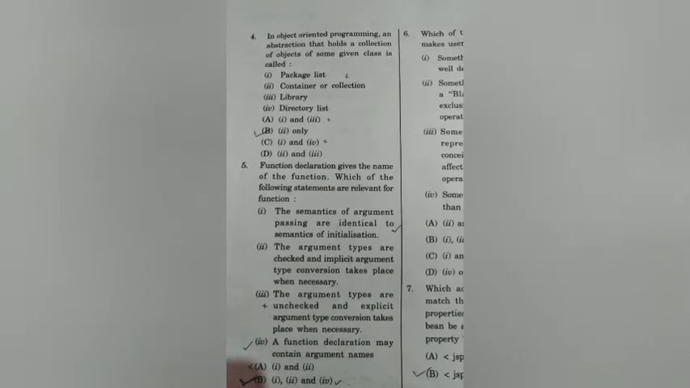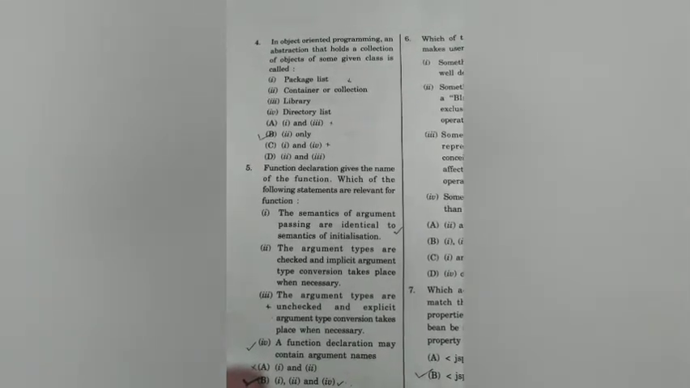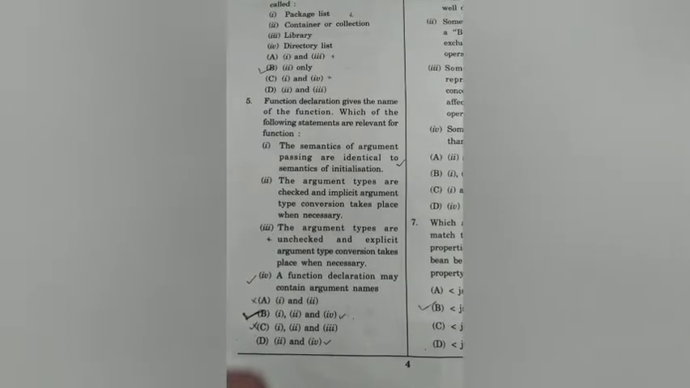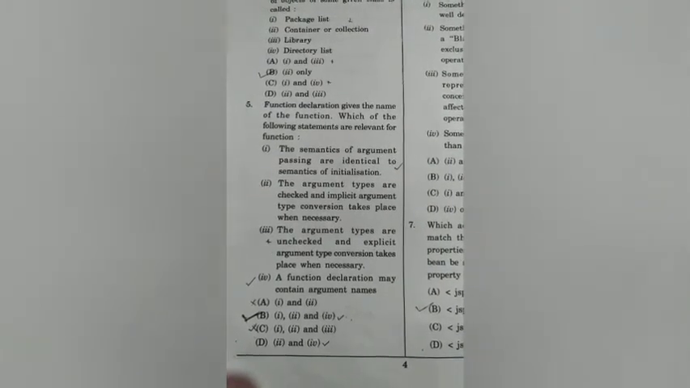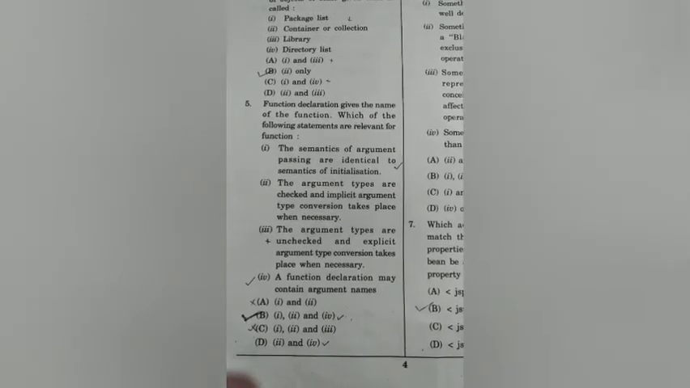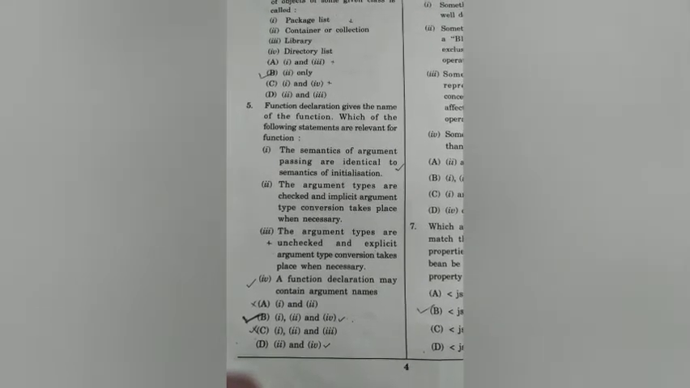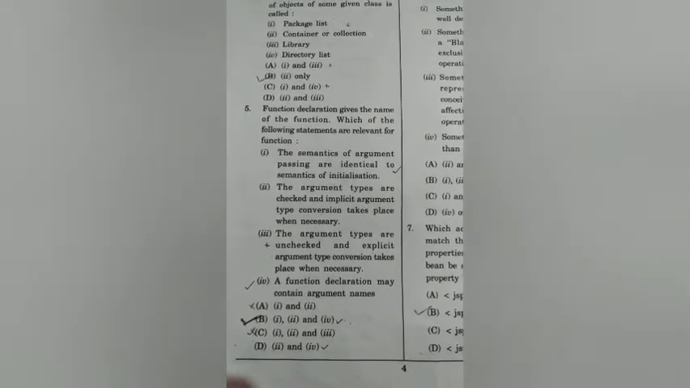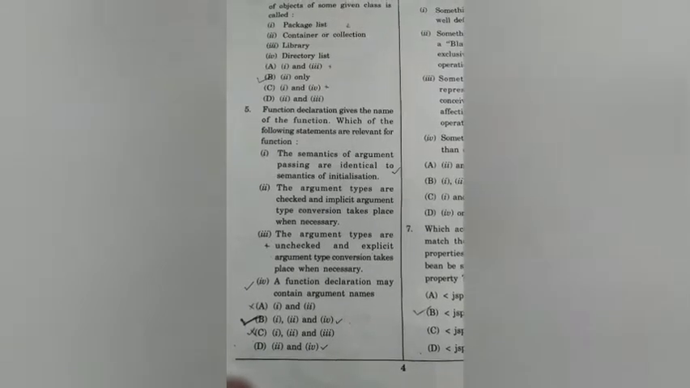Question number 5. Function declaration gives the name of the function. Which of the following is relevant for it? The answer is B. 1, 2 and 4 statements are true. Third statement is the argument type are unchecked and explicit argument type conversion takes place when necessary. So this is wrong statement. Option B.